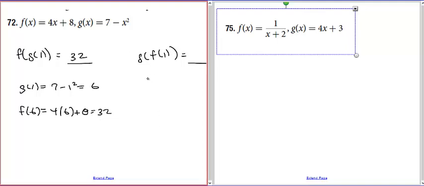Now over here we have g of f of 1. So we're going to do f of 1 first. So we plug 1 into this equation because this is the f function. So you have 4 times 1 plus 8, which is 12. 4 plus 8 is 12. And then you take this number 12, so you do g of 12. So now you plug 12 into the g equation. So you get 7 minus 12 squared. That's 7 minus 144, or negative 137.